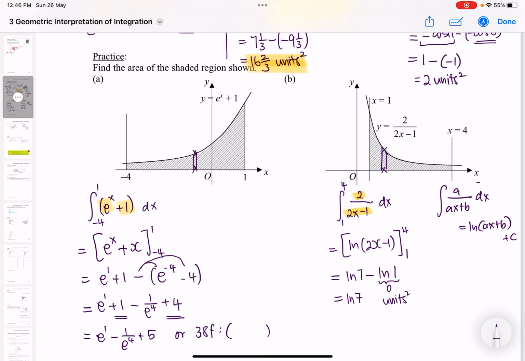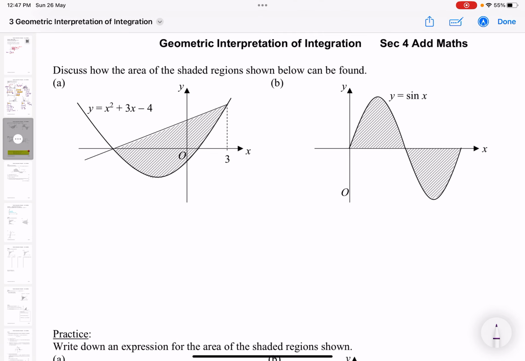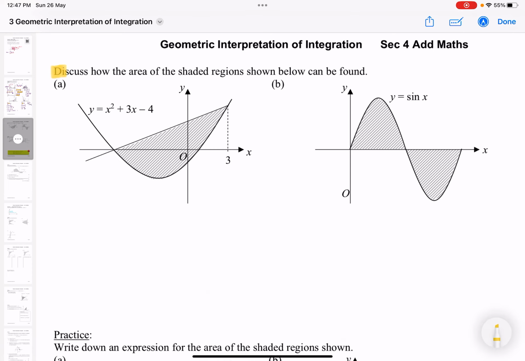Okay, so the examples that we saw on this page are pretty straightforward. Let us now go on to the next page to look at how the area might look a bit different and how to find the corresponding area. Okay, for these two questions, we don't need to actually find the area. We are just going to discuss how this area can be found. So let us look at part A, example A.